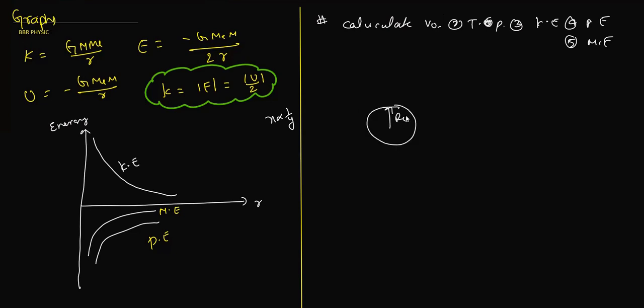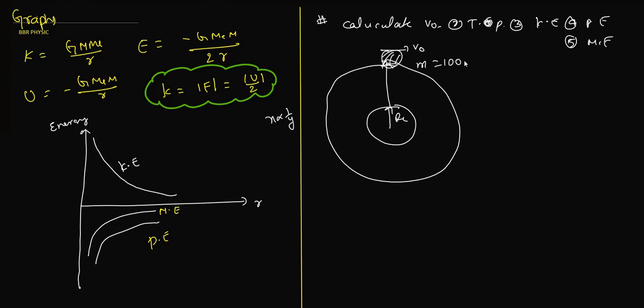This is RE, the radius of the Earth. This is what is given here: a satellite having a mass of 1000 kg, 1 ton, and H equal to RE, at a height of 6,400 kilometers. That's why it is revolving. So small r equals capital RE plus H. Small r equals RE plus H, and H is RE. Therefore r equals 2RE.